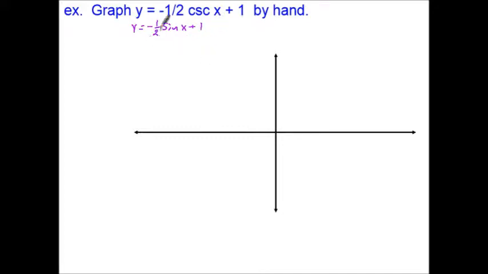First of all, again, the things I have to worry about are my period, which is going to be 2 pi. I have to worry about my amplitude, which is going to be 1/2, but remember, because of that negative sign, we are going to be reflected over the x-axis. And then we've got a shift, which is up 1. So I'm starting to get my sine graph together. Again, I'm not even worrying about the cosecant yet.